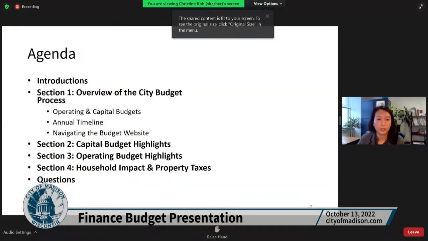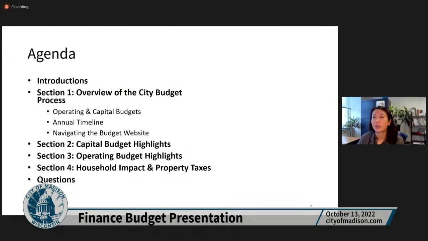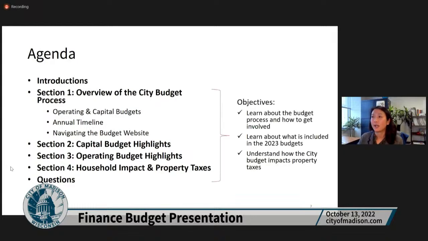So I'll just jump right into our presentation. Again, we'll go through the overview of the process, the capital budget, operating budget, and how this impacts property taxes. One thing I will note is that the budget document is quite large. It's over 600 pages, and there's just no way we can cover everything in an hour and a half. So we really just are going to do a very high-level overview and want you to walk away knowing how the budget process works and how you as a member of the public can be involved through public comment, learn some key highlights from the 2023 budget, and again, understand how the budget impacts your property taxes.